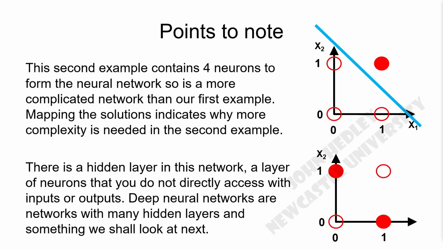You will have noticed that in our second example, we have an additional layer of neurons. In fact, we could potentially have many more additional layers. These are known as hidden layers and are located somewhere between the input layer and output layer. The user does not directly access these layers. Deep neural networks have many of these hidden layers.